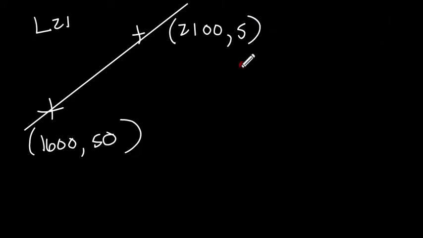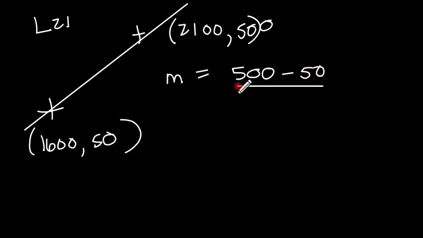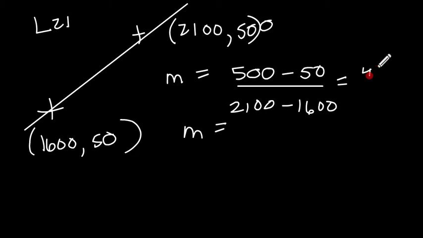All right, so we're going to find the slope. So you do the slope. You subtract the y-coordinates. Let's see. Something was wrong in what I wrote. This is 500, not 5. Okay, so here we go. Subtract the y-coordinates. 500 minus 50 over 2100, the x-coordinates. So you get 450 over 500. Put it in your calculator, and the slope is 0.9.